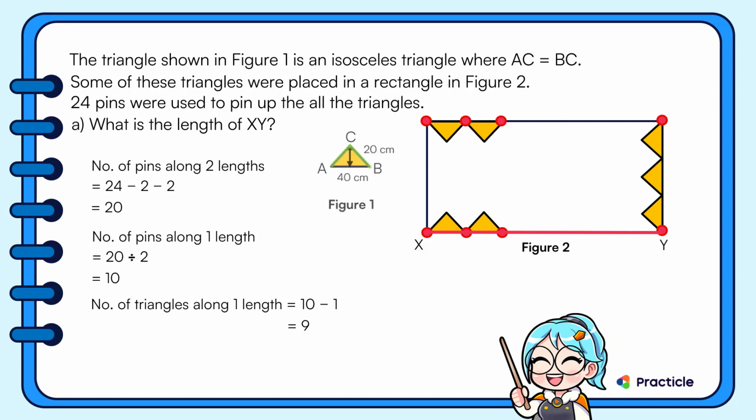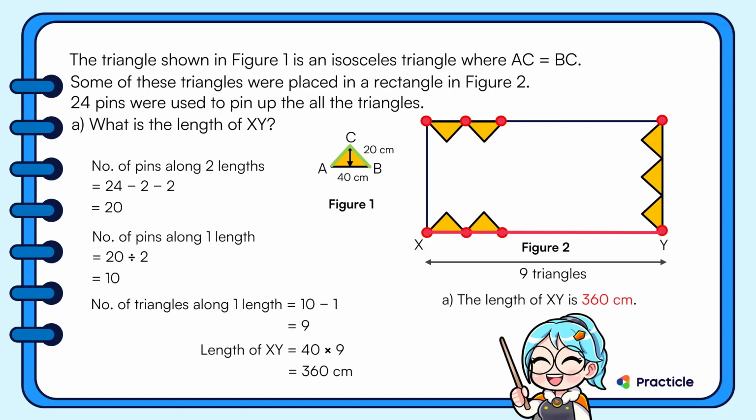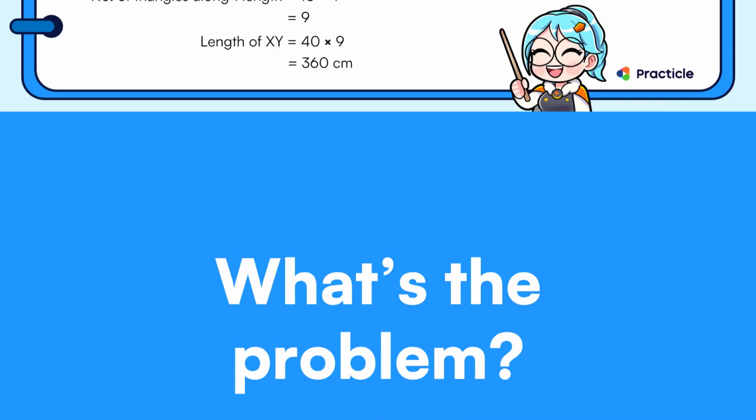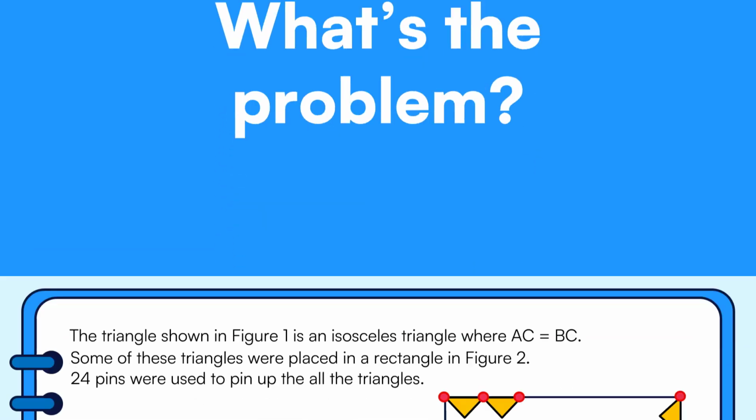From the diagram, we can tell that the base of this triangle is 40 centimeters. Agree? And since XY is made up of the bases of 9 triangles, we can multiply 40 by 9. And this gives us an answer of 360 centimeters. So the length of XY is 360 centimeters. Do you get that? Next, let's take a look at part B.